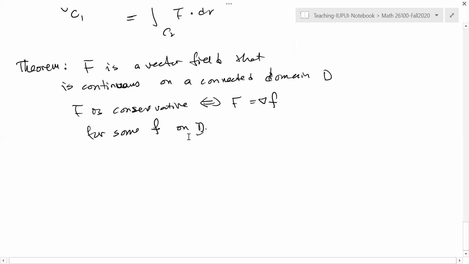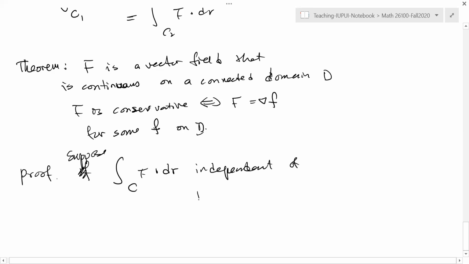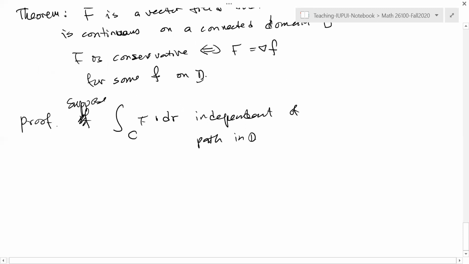And so if for a vector field the line integral is independent of the path, then you can construct the function f. So the key proof is, here's a simple proof argument. We can assume this is independent of path. So suppose that this is independent of path in D. Then you can construct a function in the following way.